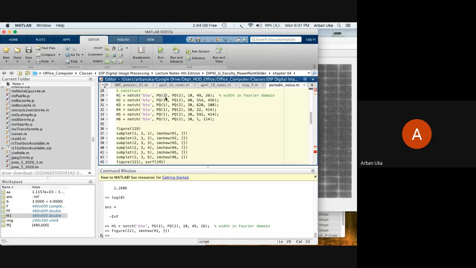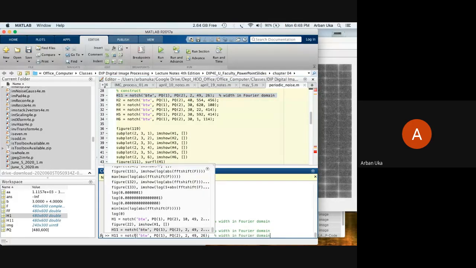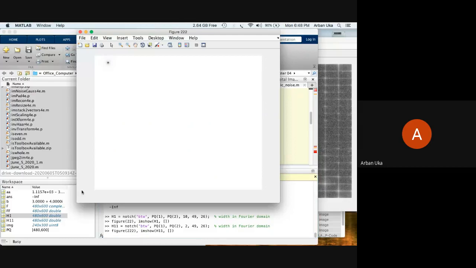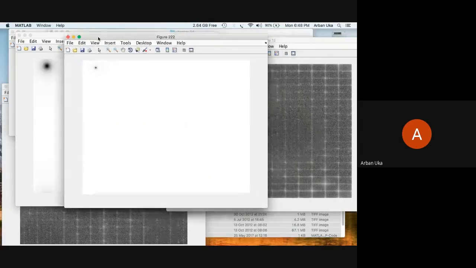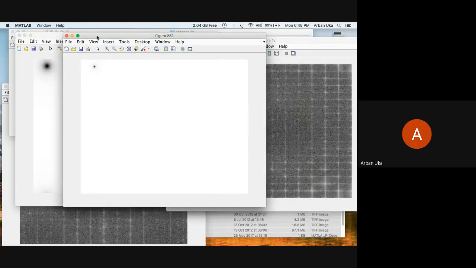So let's have an H11, and let's have a bandwidth of 2. Let's see what we observe. H11, evaluate the selection, figure 222, and we can see that this one has a narrower bandwidth in the frequency domain. Let's not forget that we are constructing a filter in the frequency domain, so it's a dark spot.